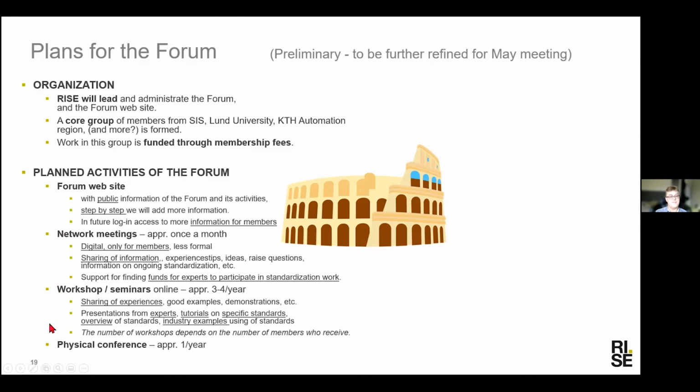And then we could also have workshop seminars, at least in the beginning online, where we have more time for sharing experiences, good examples, demonstrations. We could have, like we have had this year, expert presentations, information about specific standards, overviews, industry examples, case studies, etc. So more or less what we have had this year. And for all of this, also for the physical conference that we hope to arrange, the number of workshops and meetings depends very much on the number of members that we get.